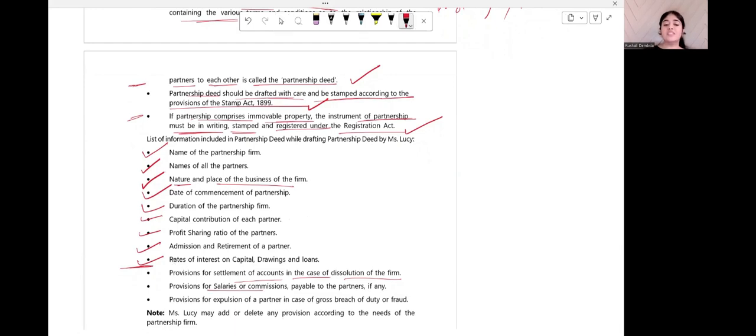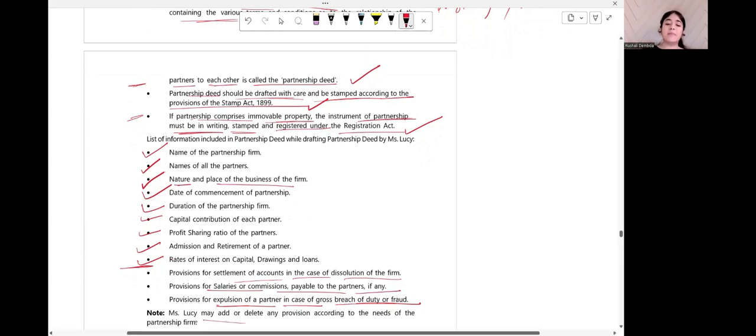Then provision for salary, commission payable to partners, if any. If you are going to give some salary to the partners, that is to be mentioned. Provision for expulsion of partner in case of gross breach of duty or fraud. If some fraud is done by any partner, what provisions are there to expel a partner.